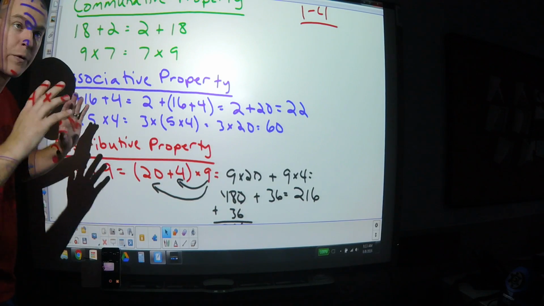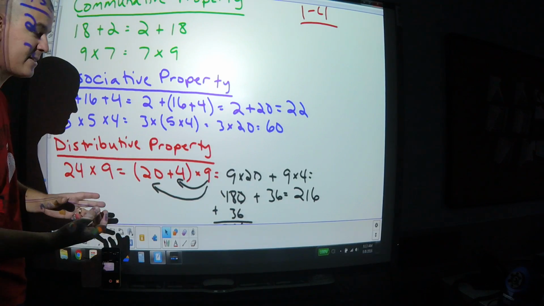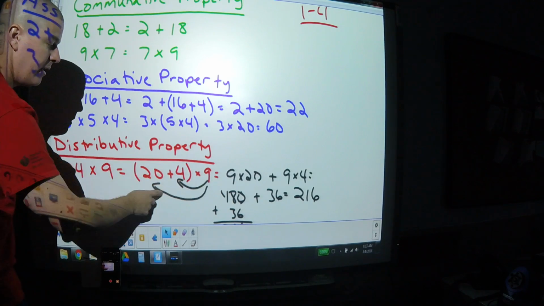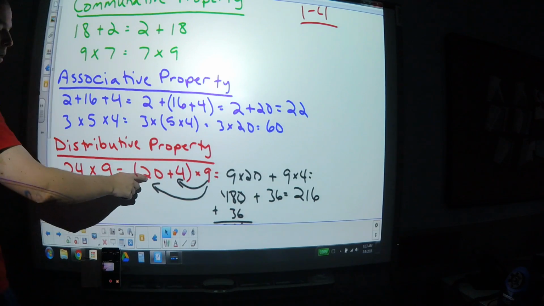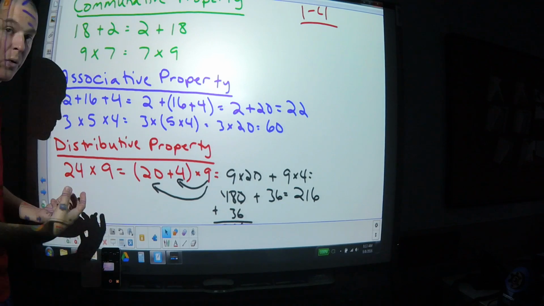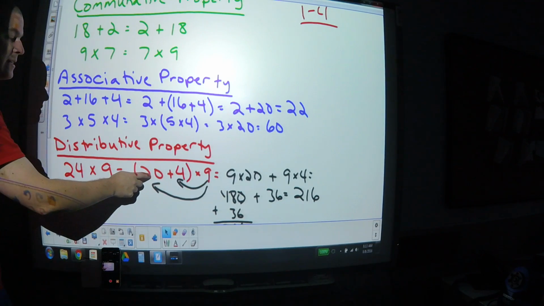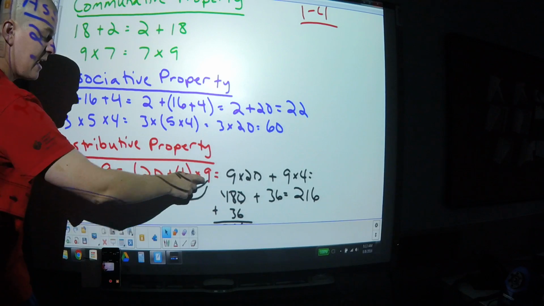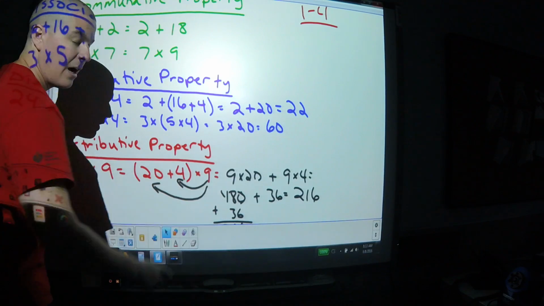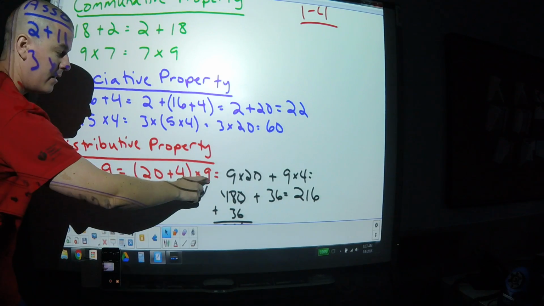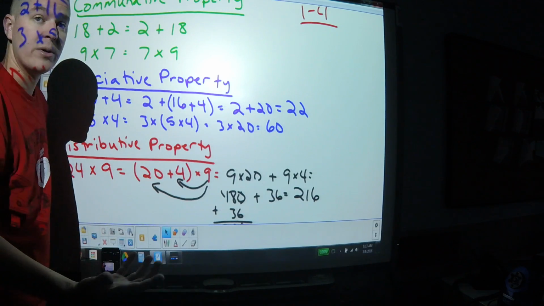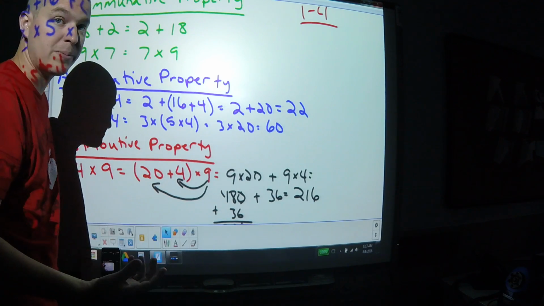Now, forget about PEMDAS. Forget about the parentheses. What you need to do first is distribute the 9 here. So 9 times 20 is pretty easy to be able to multiply together now rather than 9 times 24. 9 times 20 is going to be 180 because 9 times 2 is 18. Add the 0, 180. Plus 9 times 4. 9 times 4, you should know, is 36 because you've learned your multiplication table.